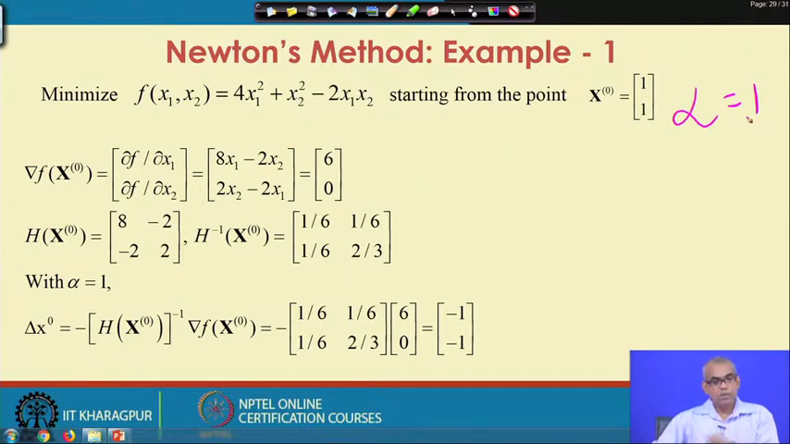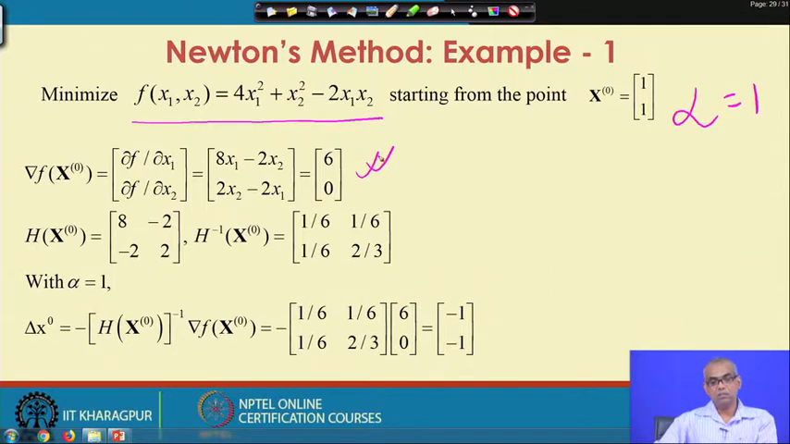So, the first thing we do is find the gradient of the objective function at the given starting point x 0 equal to 1 1. My function is 4 x 1 square plus x 2 square minus 2 x 1 x 2. So, del f del x 1 and del f del x 2 are the components of the gradient, which can be computed as 8 x 1 minus 2 x 2 and 2 x 2 minus 2 x 1. Putting the value of x 0 as 1 1, I get the gradient as 6 0.